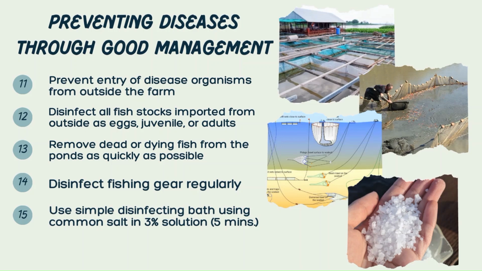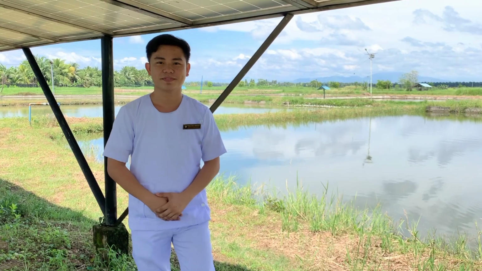14th, disinfect fishing gear regularly. This is done by soaking it in bleach. Use disinfectant bins for routine equipment disinfection and mark the equipment accordingly. And lastly, use a simple disinfecting bath for fish, which can be made using common salt in a 3% solution for 5 minutes. Once again, all of these are the preventive measures which you can use in preventing fish diseases.